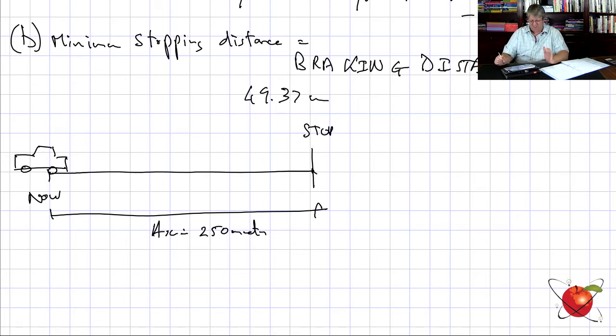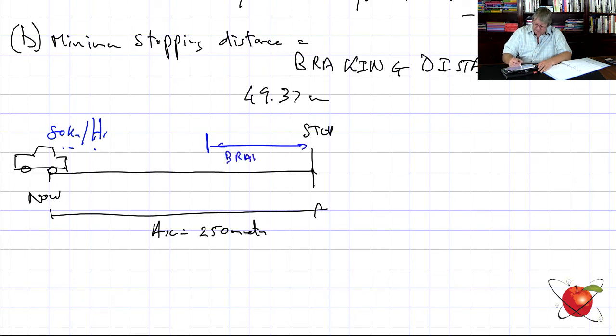Now, what are we going to do? We're going to carry on driving at 80 kilometers per hour until the last second, and then in this piece, we're going to brake at maximum.